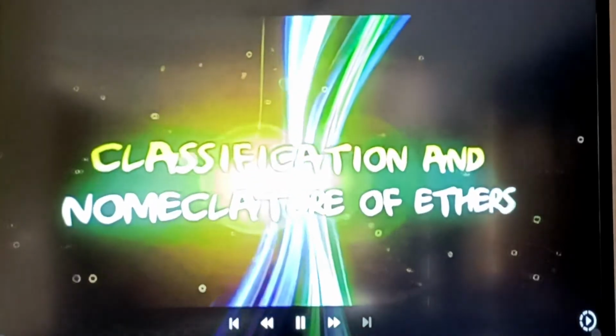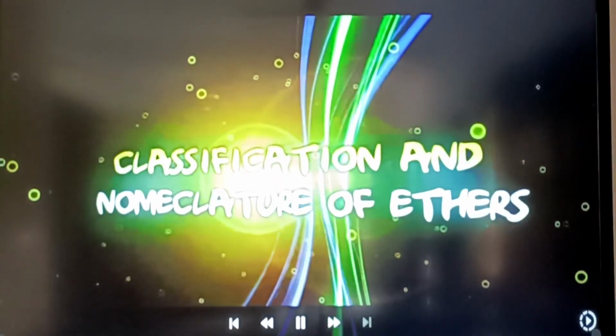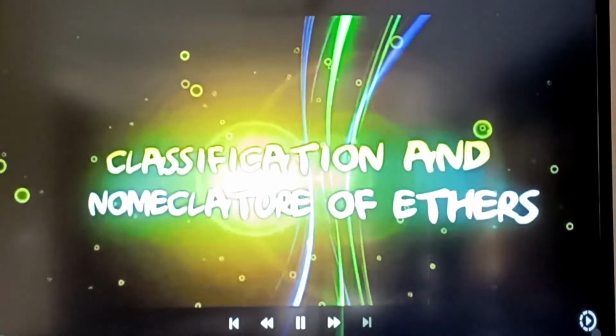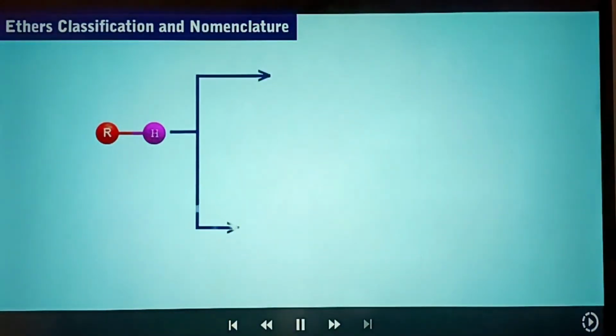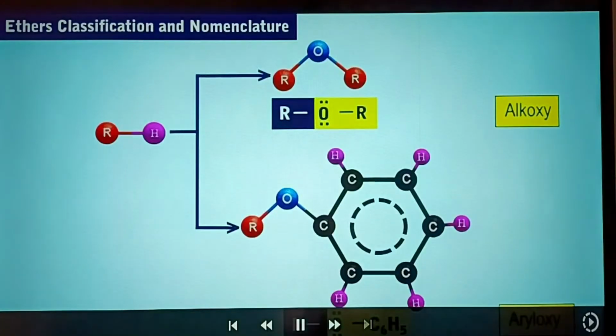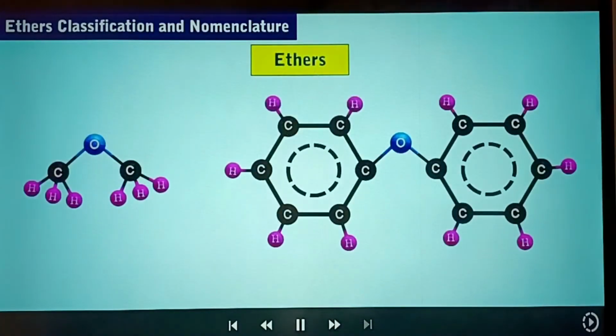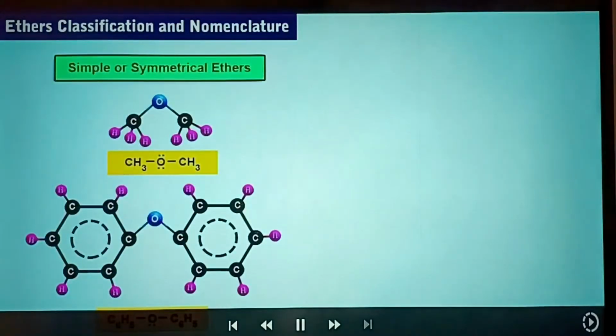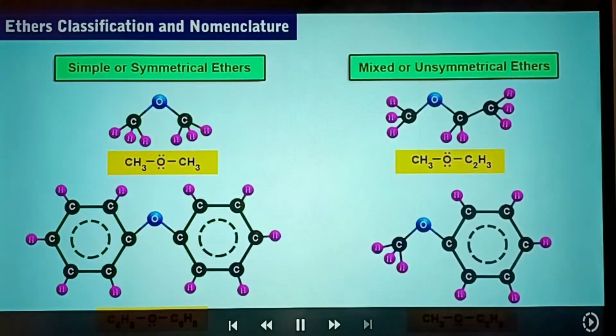In this module, we will be studying the classification and nomenclature of ethers. Ethers can also be thought of as a substituted alkane with an alkoxy or aryloxy group. Ethers can be classified in several ways. Simple or symmetrical ethers have 2 identical carbon groups on either side of the oxygen. Mixed or unsymmetrical ethers have different carbon groups on either side of the oxygen.